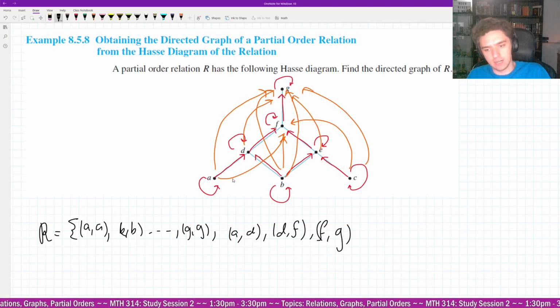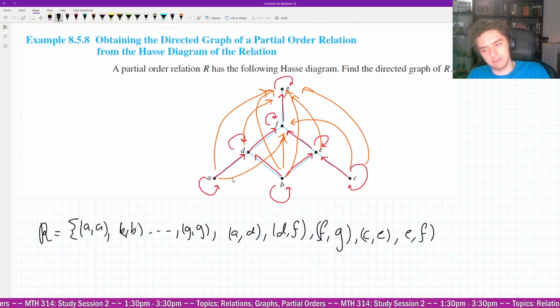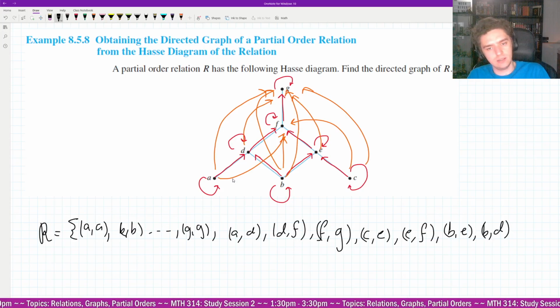Then we have C is related to E. We have E is related to F. And I don't have to say F related to G again. I already have that. B is related to E. B is related to D. I think that's everything. And then we just had to have all the transitive ones, right?